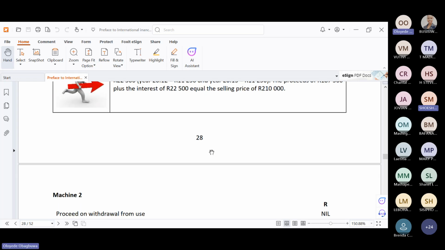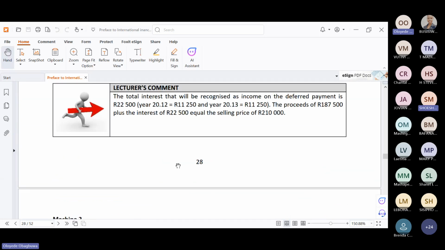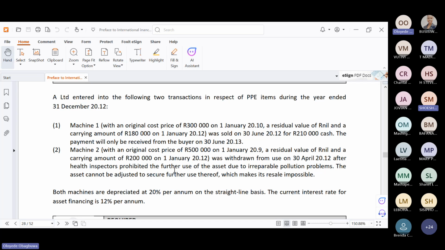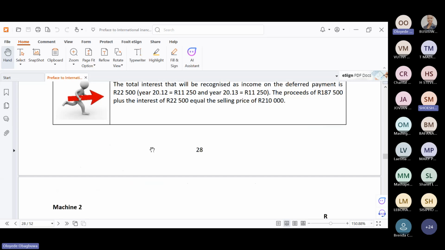Okay, so the same thing you will do for machine 2. Machine where there's no delay in payment in machine 2. We are told that the equipment, they couldn't sell it. They couldn't sell the machine. They just withdrew the machine from their record, and it was withdrawn on 30th April. The carrying amount of that machine of January 2012, but was withdrawn from use on 30th April. It means you have to determine the carrying amount of this particular vehicle at 30th April.